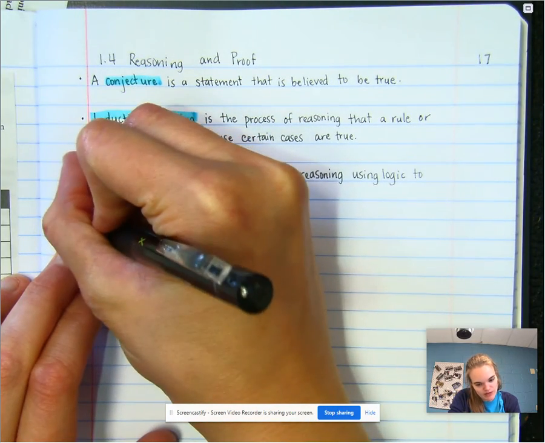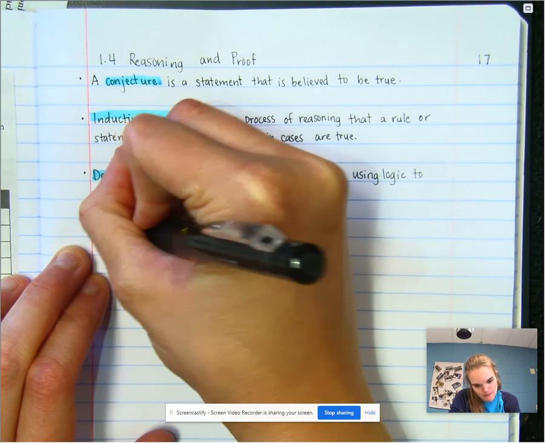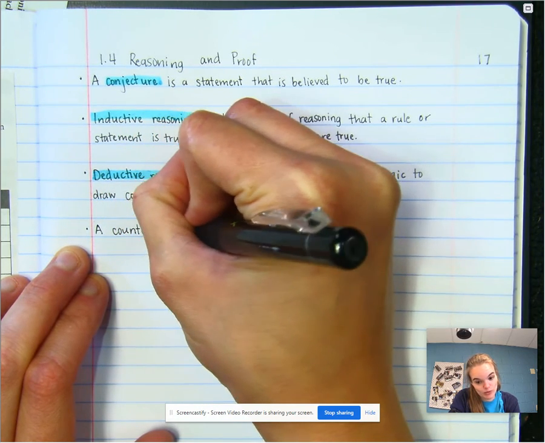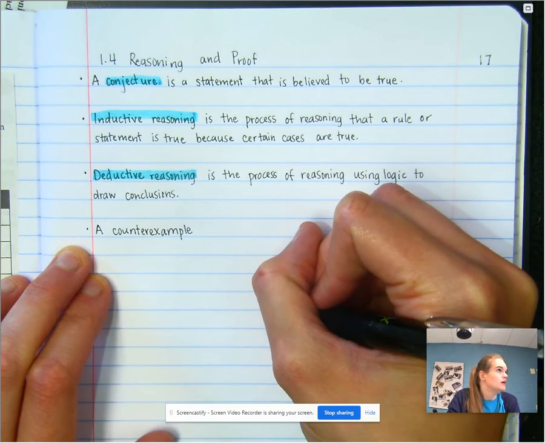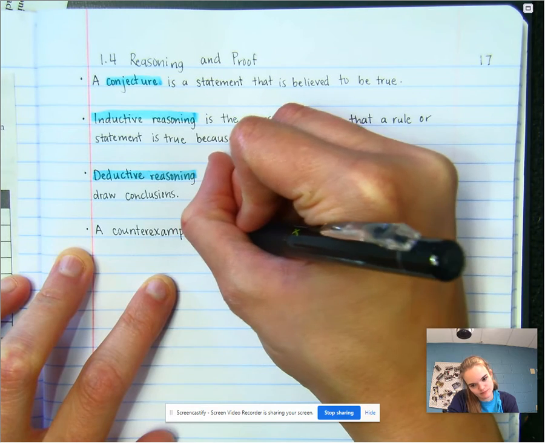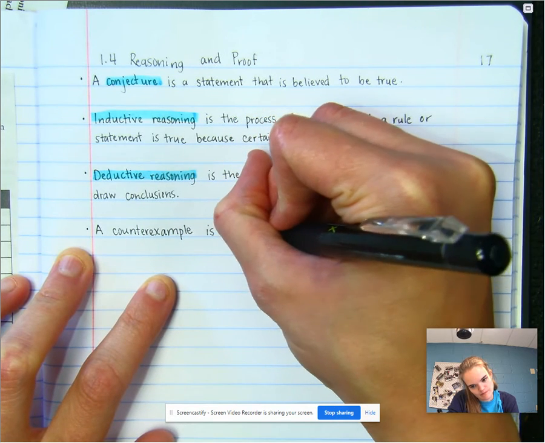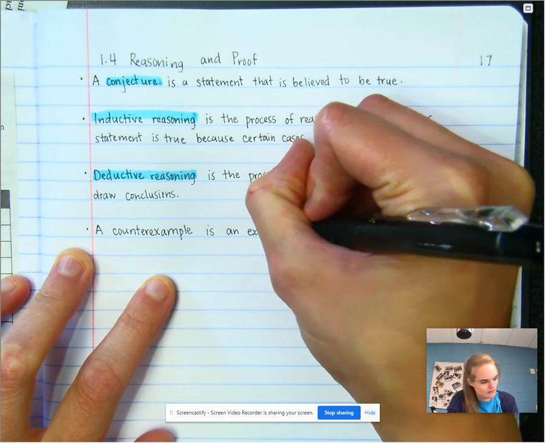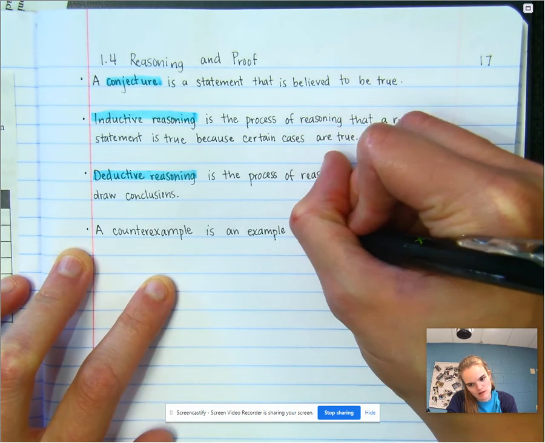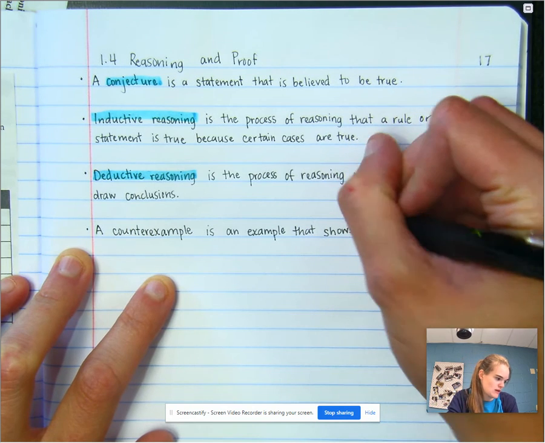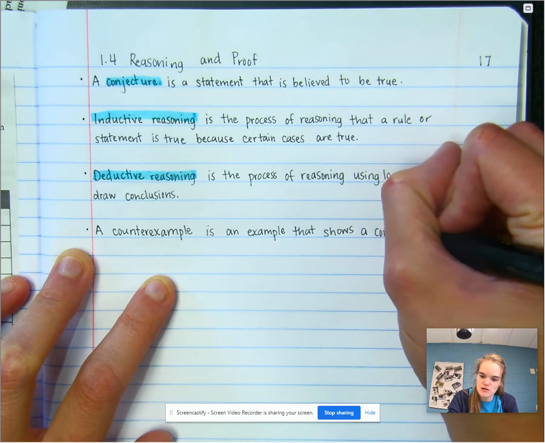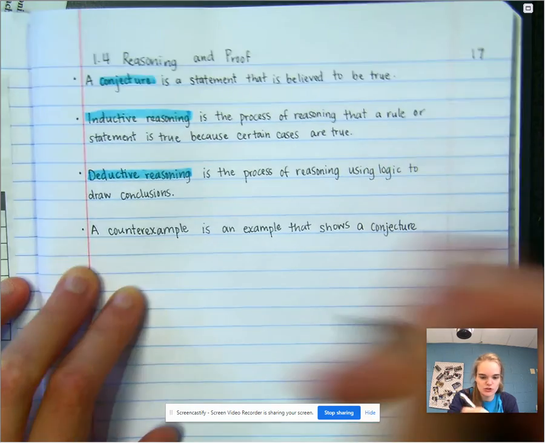Last is a counterexample. Last in this set that we're going to list. We still have more notes. A counterexample is an example that shows a conjecture to be false.